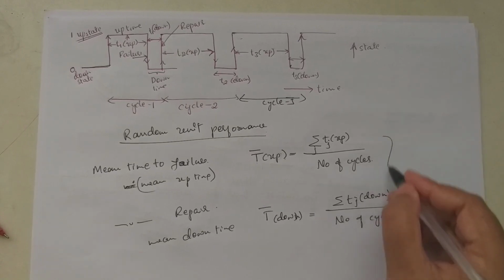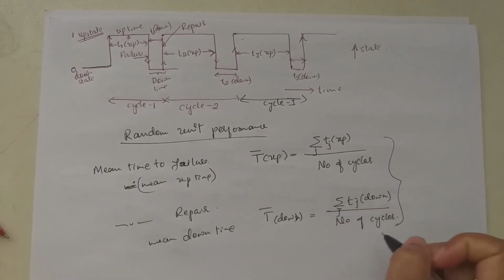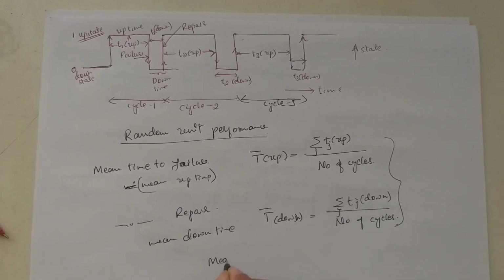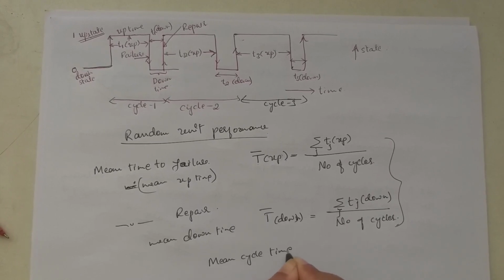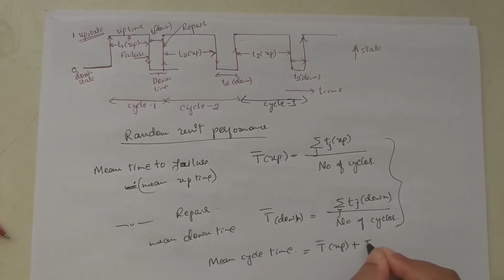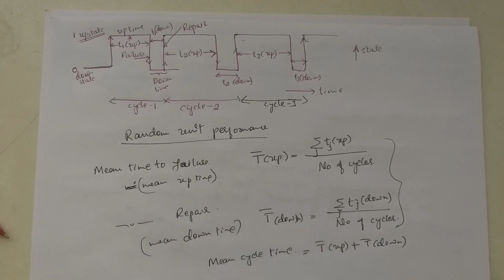After finding these two, the mean cycle time needs to be calculated. Mean cycle time is T up plus T down. Here T up is the mean uptime, and T down is the mean downtime.